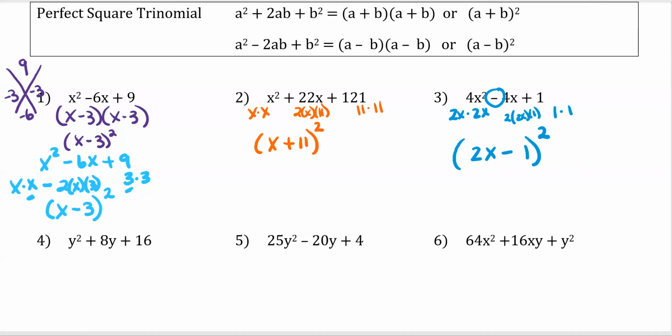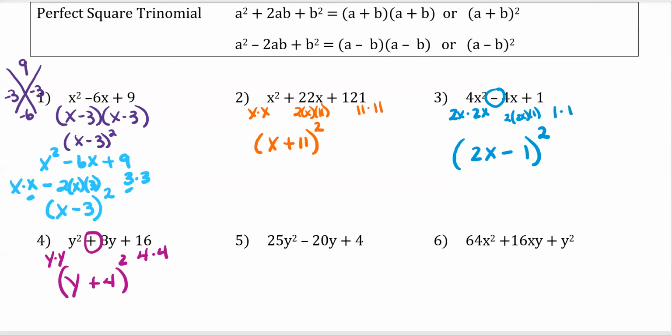Number 4, y times y, 4 times 4. 8y is 2y times 4. It's a positive, so our factors are y plus 4 squared.